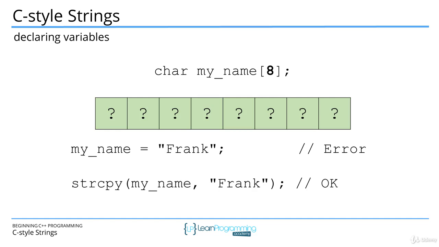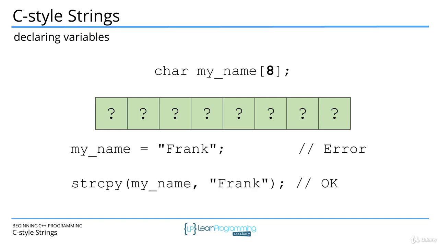Some of the stuff may not even be displayable since some characters are control characters. You might think we can initialize C-style strings using the assignment operator, just like we have with other types, but this won't work. If we try to assign the C-style literal "Frank" to myname, we get a compiler error because that's not the way C-style strings work.